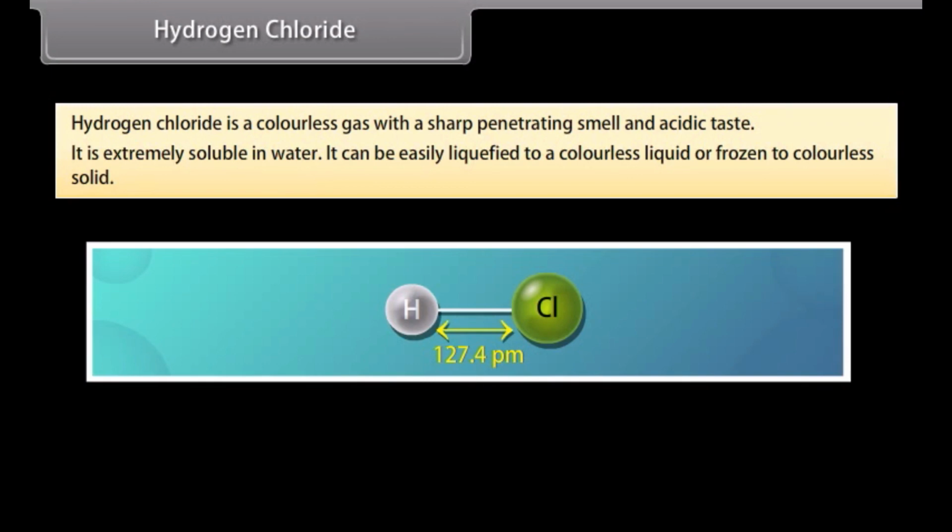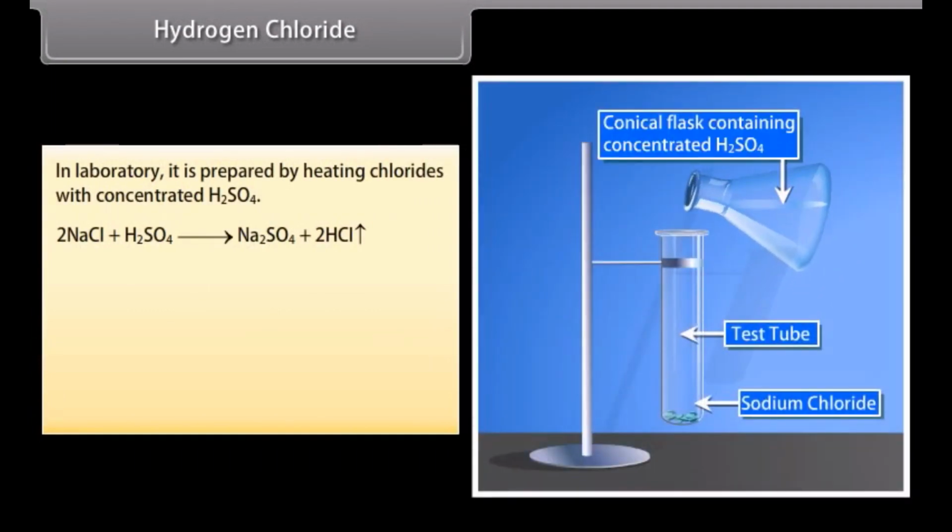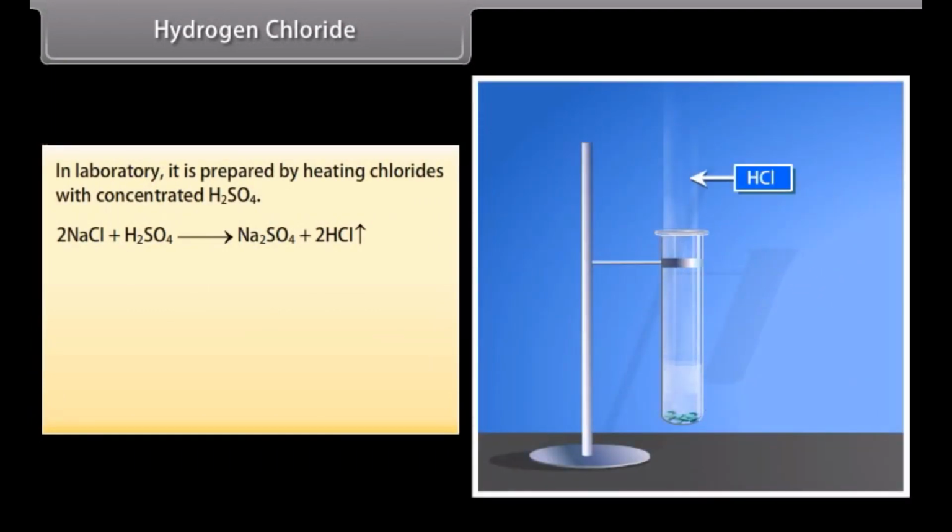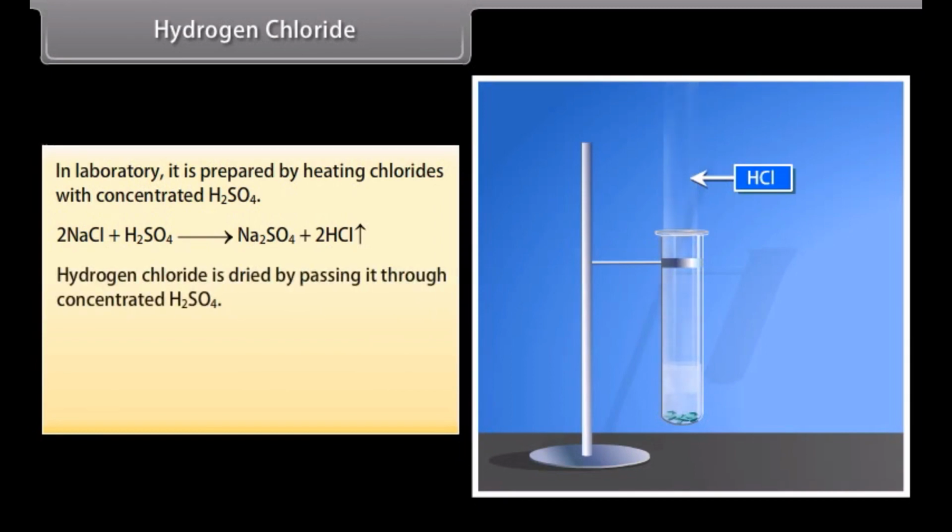It can be easily liquefied to a colorless liquid or frozen to a colorless solid. In laboratory, it is prepared by heating chlorides with concentrated H2SO4. Hydrogen chloride is dried by passing it through concentrated H2SO4.